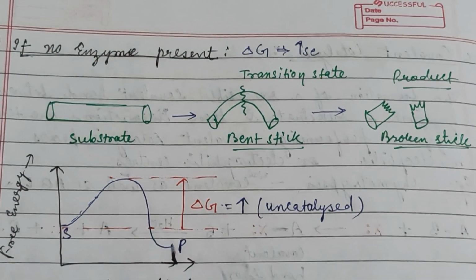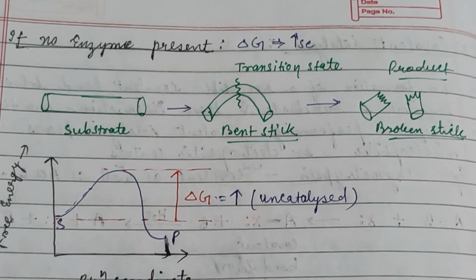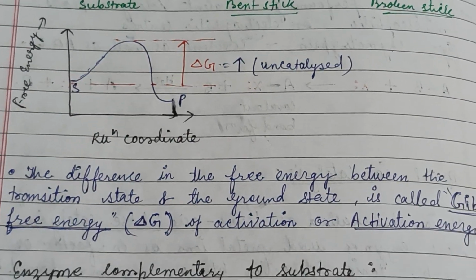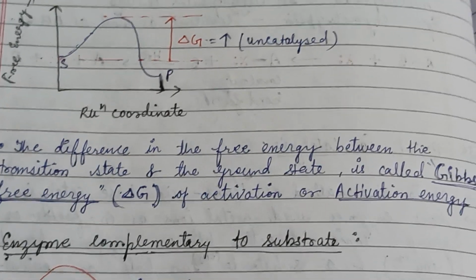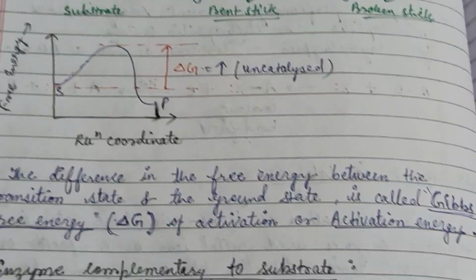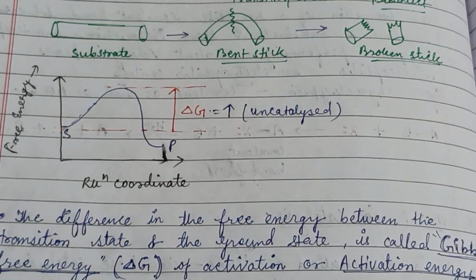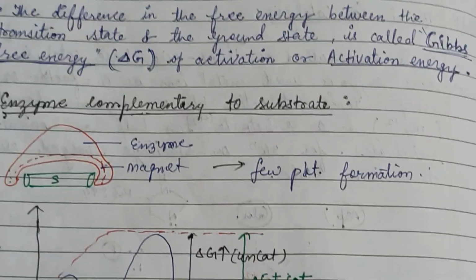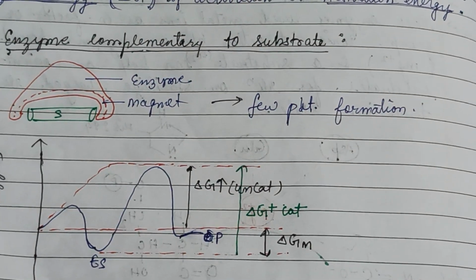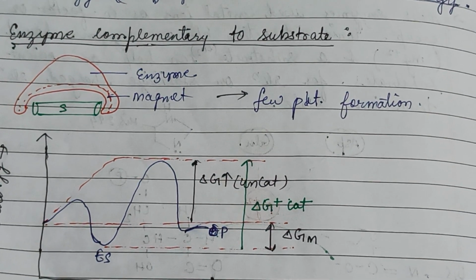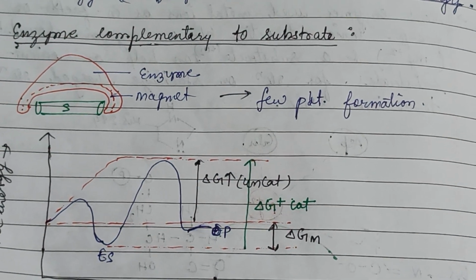So in this, if no enzyme is present, then the free energy, that is Gibbs free energy, increases. And the difference in the free energy between the transition state and the ground state is called the Gibbs free energy of activation or the activation energy. So if there is no enzyme, then del G increases, and if the enzyme is complementary to the substrate, then it diffuses products formation, and del G not is the uncatalyzed form.